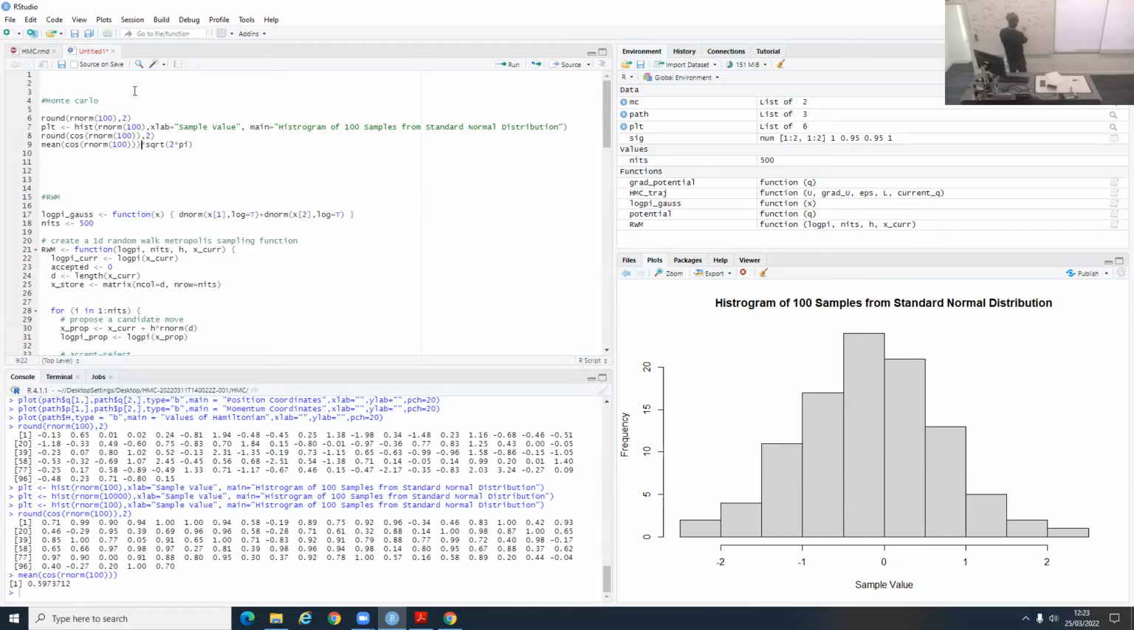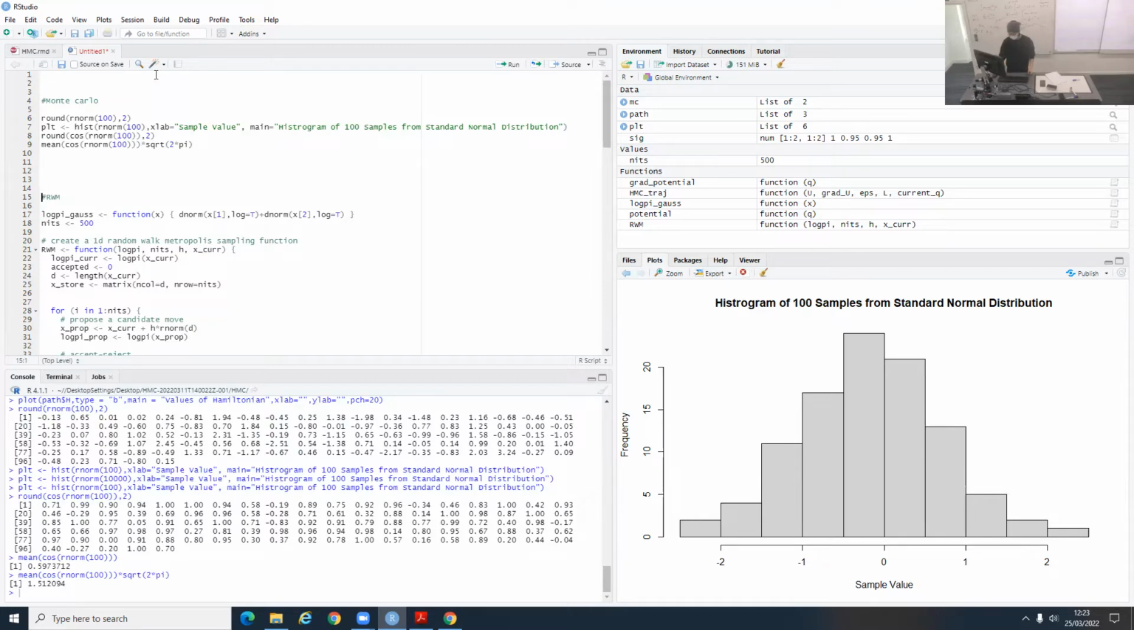So it'll be around 1.51. If any of you want to pull out your favorite integral calculator and try to integrate this, you should get around 1.51.